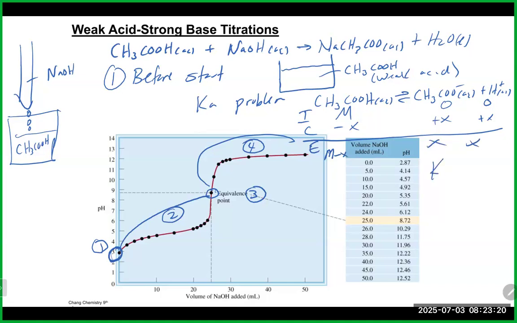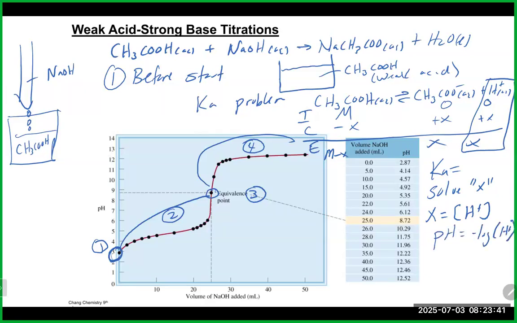This would go into your Ka expression. You would solve for X in this case, like normal. Again, either assumption, quadratic, whatever it may be. When you do that, X will equal the H plus concentration, as we could see from our table here. And that would then allow you, obviously, to go into your pH equation.